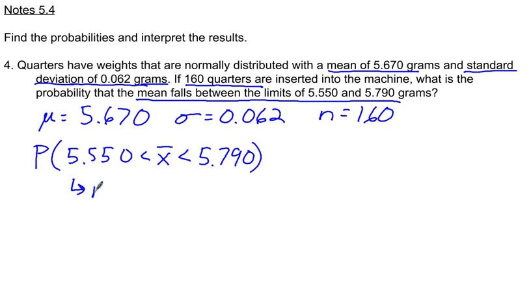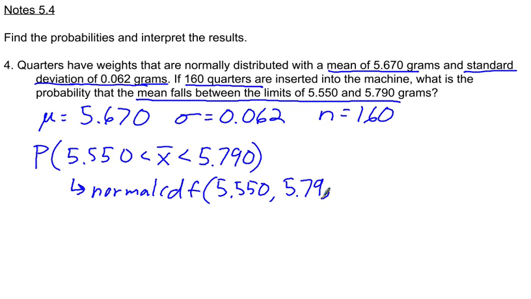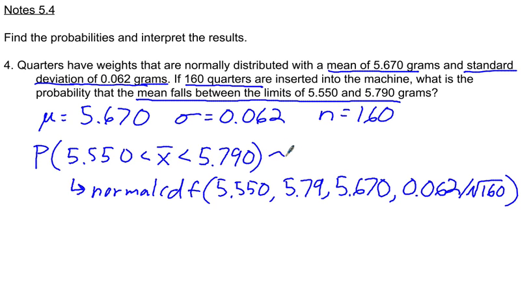Using the normal CDF function on the calculator, we enter in the minimum, 5.550. We enter the maximum, 5.790. We enter the population mean, or the mean of our sampling distribution, because it's the same. And we enter the standard error, which is the population standard deviation divided by the square root of the sample size. Now, when you type this into the calculator, an interesting thing happened.